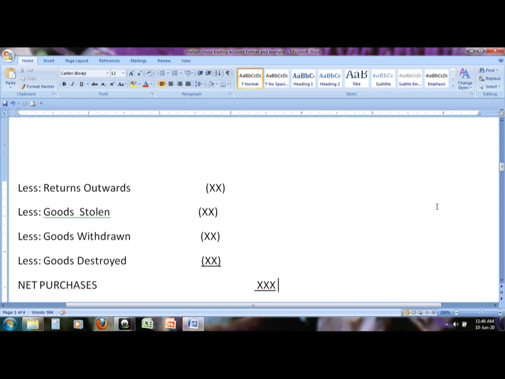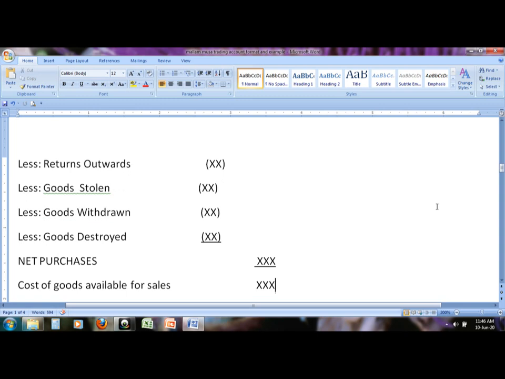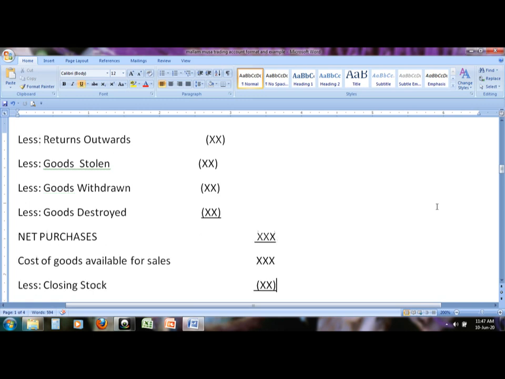After getting your net purchase, you now add the net purchase to the opening stock. After adding the net purchase to the opening stock, we get our cost of goods available for sale. My dear student, look at the brackets. The sign of bracket open and bracket close shows deductions. It means less or minus. So the addition of net purchase to the opening stock gives us cost of goods available for sale.